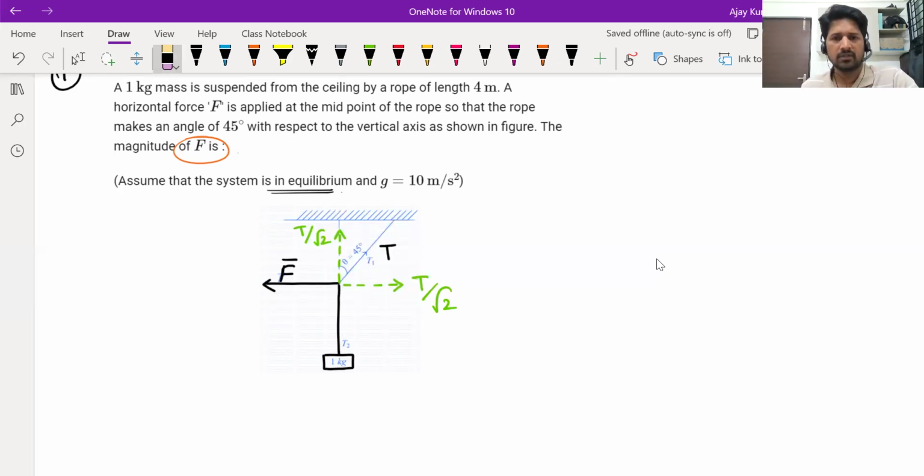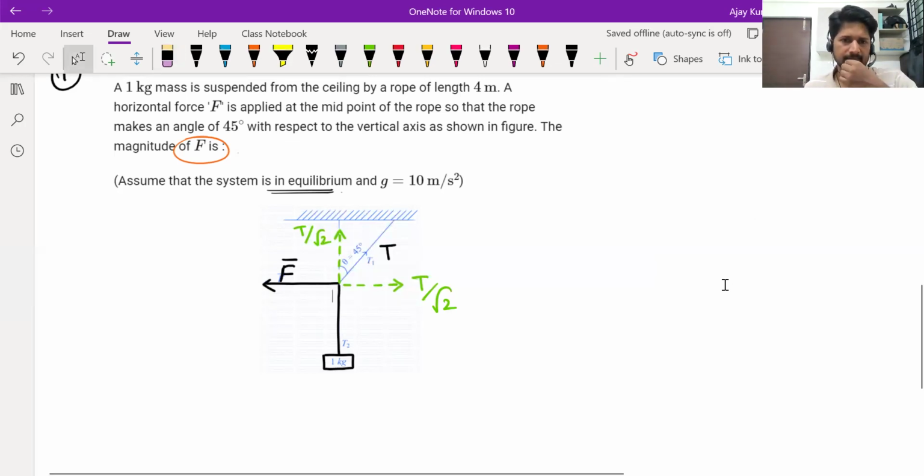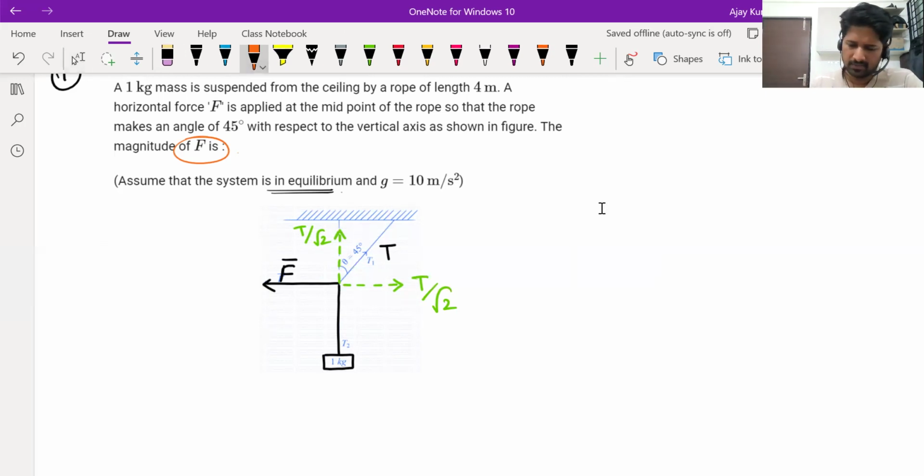After that, what equations did you write, Saket? Sir, I said that F is equal to T by root 2 because of horizontal equilibrium, the force acting to the left should be equal to the force acting to the right. So F is equal to T by root 2. That is correct. And then?